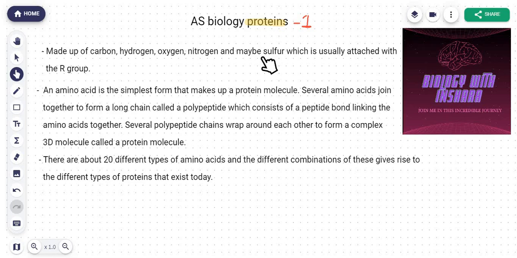It depends on the type of protein. And note that the sulfur is attached with the R group. Now what is an R group? We'll talk about this later, so I'll explain that in detail.